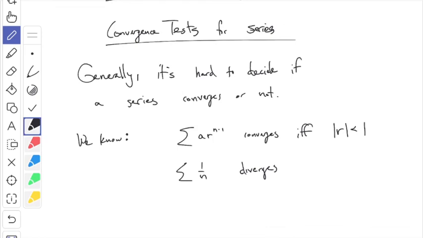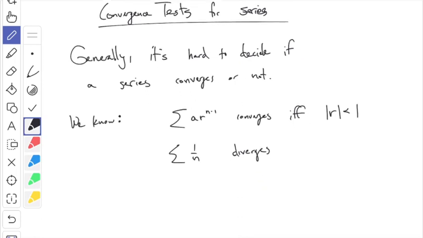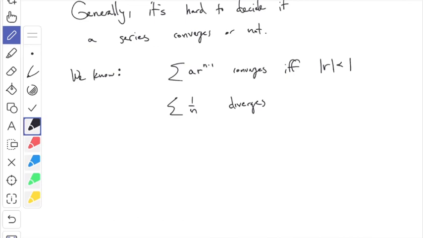But what if I gave you another series that doesn't look like either of those formats? Can you tell me if it converges or not? That is not an easy question to answer. For example, what about the sum of 1 over n squared instead of n?